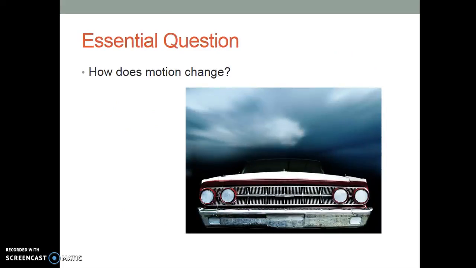Let's get on to the essential question. So at the top of your notes, write, how does motion change? That's our essential question. How does motion change speed?